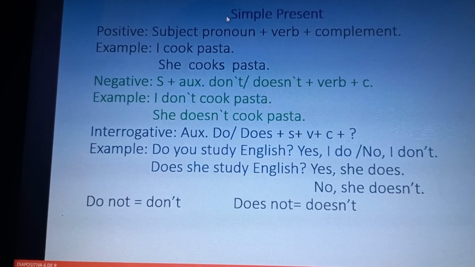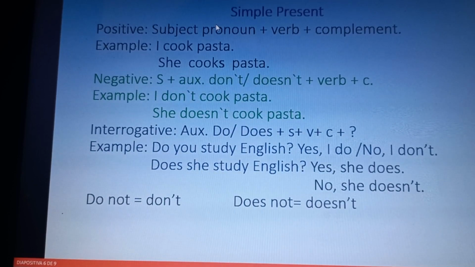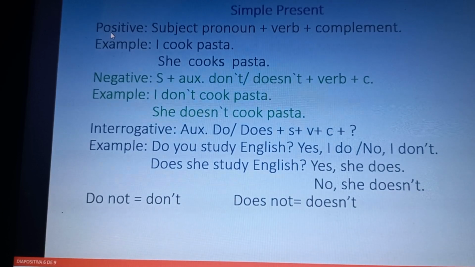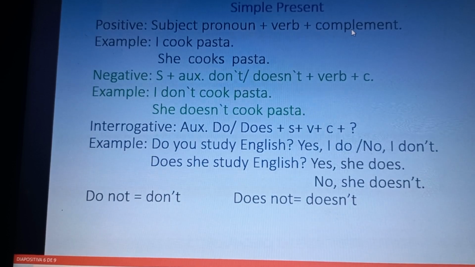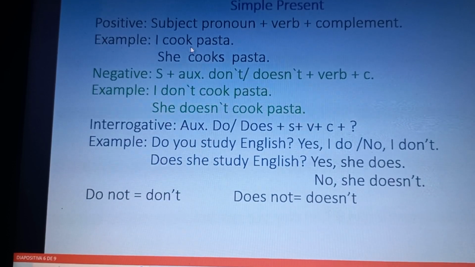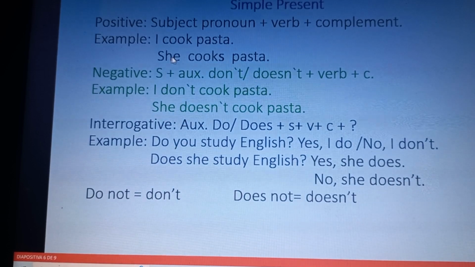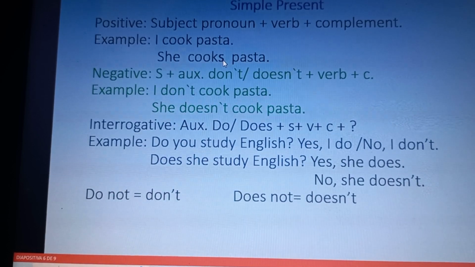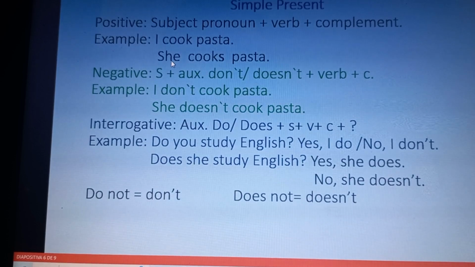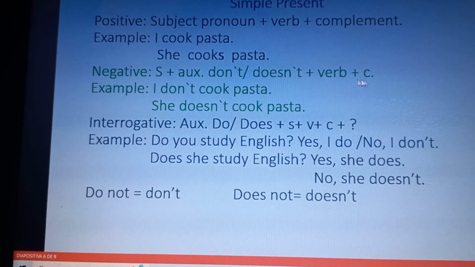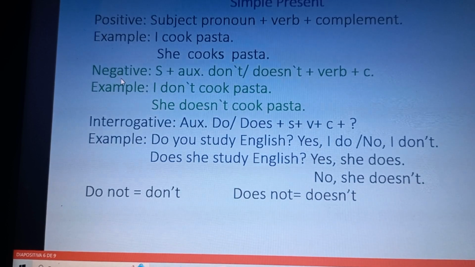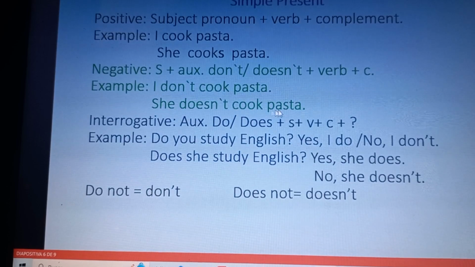Okay, in this part, I'm going to summarize the simple present. We have here the structure, okay? For the positive, in present simple, we have subject pronoun plus verb plus complement. For example, I cook pasta, or she cooks pasta. In this case, you add the letter S because she is third person singular. In the negative, we have subject plus auxiliary don't or doesn't plus verb plus complement. Example, I don't cook pasta. She doesn't cook pasta.